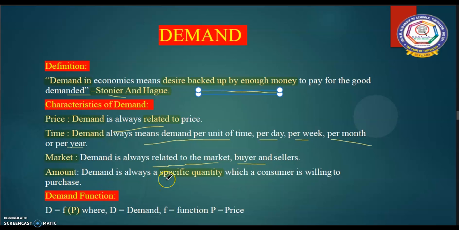Next, amount. Demand is always a specific quantity which a consumer is willing to purchase. Certain goods are there which up to a certain extent only we will be willing to purchase. And some goods, whatever may be the price, we should purchase. Next, the demand function, that is D equals function of price. So, price plays a very important role in demand. D denotes demand, F denotes the function and P denotes the price.